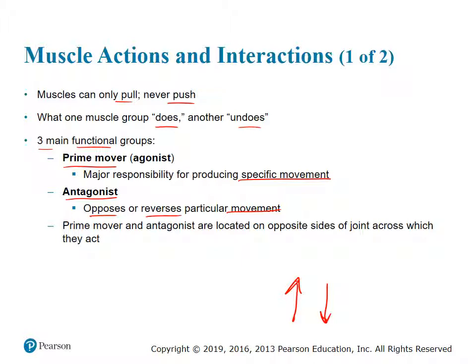The prime mover and the antagonist are always located on opposite sides of the joint in which they act. That's a great example. We're talking about moving our elbow, lifting something with our hand and lowering it down using our bicep and tricep. The bicep would be located, anatomically speaking, on the anterior side, and the tricep would be located on the posterior or back side. Great example of what you see there, prime mover.